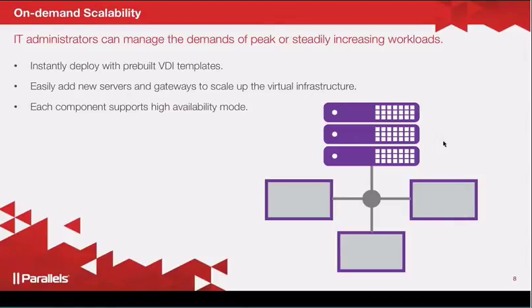On the scalability side, what we do, which is fairly fast compared to RDS and other technologies, is we have instant deployment and pre-built VDI templates. If you have that use case, we interact with Hyper-V, we interact with ESX and XenServer. As well, we can add new server components like new gateways, which is the traffic controller to allow end users to connect to the application or applications. And as well, you can add new terminal servers to your farm.